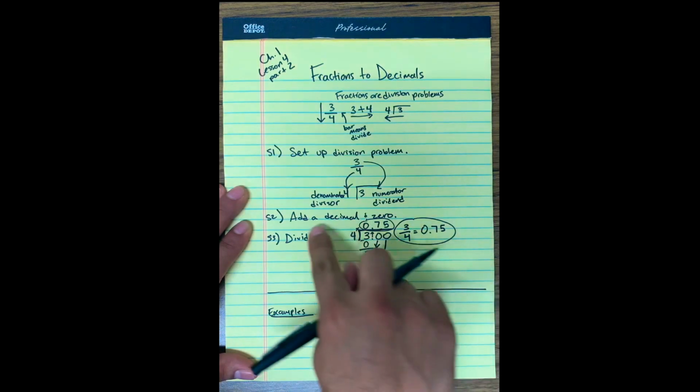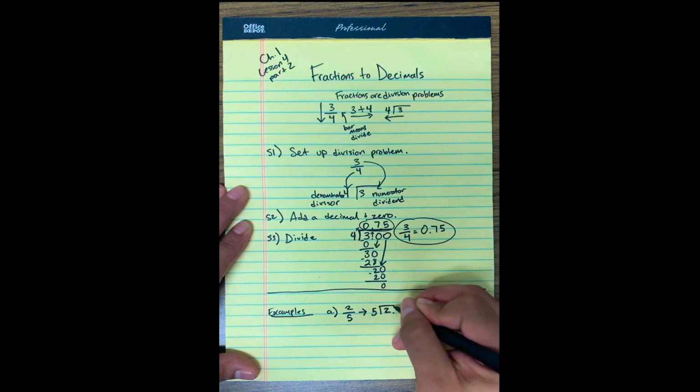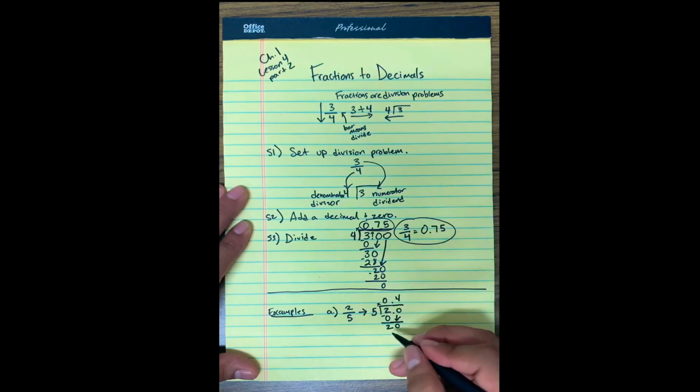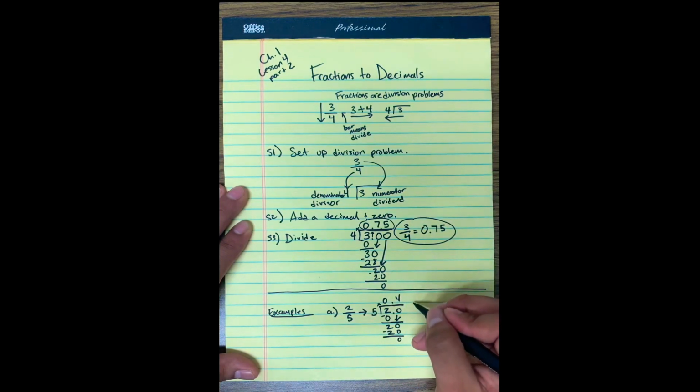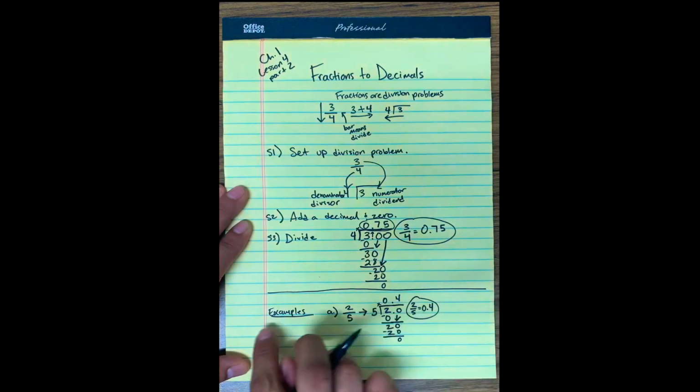Okay? 2 divided by 5, 2/5. You read it as a division problem. 2 divided by 5. 2 goes in the house, 5 goes out. Don't forget about your decimal and your 0. 0 times 5 is 0. 2 minus 0 is 2. Bring down your 0. That's a 20. 5 goes into 20 4 times and you are finished. 2/5 equals 0 and 4/10.